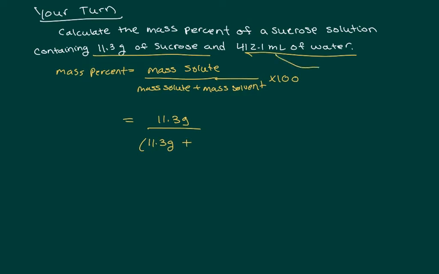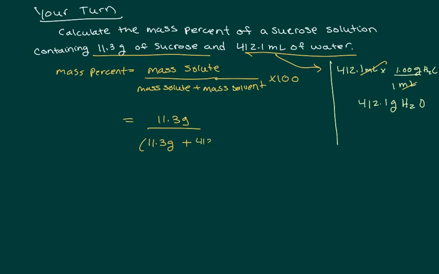Again, notice that this is in milliliters. This is a unit of volume, so we have to convert it to mass. And what is that conversion factor? The density of water. So if we have 412.1 mL of water, we know that for every 1 mL of water, I have 1.00 grams of water. So we have 412.1 grams of water this way, because my mL cancel out and I'm left with grams of water. So now I'm able to plug this in over here.